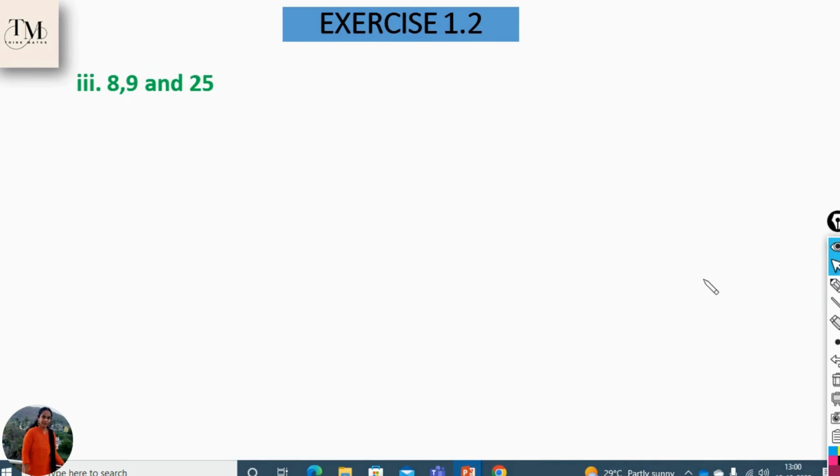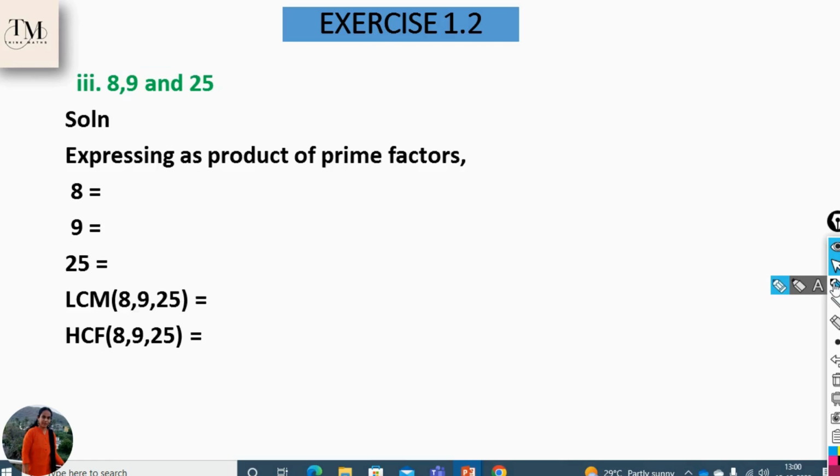8, 9 and 25. Let us factorize this. 8 is nothing but 2 to the power 3, you all know that because 2 into 2 into 2: 2 2s are 4, 4 2s are 8. 9 is nothing but 3 square. 25 is nothing but 5 square. For HCF we have to find the common prime factor. Here we don't have any common prime factor, so we just write 1.